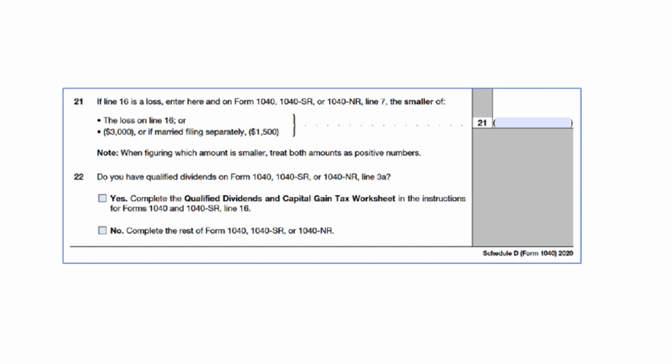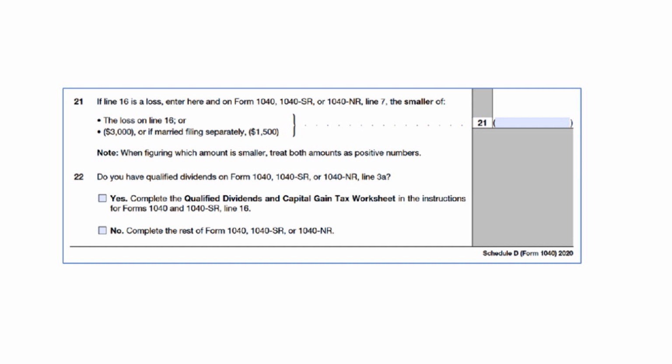Line 21, if line 16 is a loss, then you enter it here and on Form 1040, 1040-SR, or 1040-NR. This is basically the loss you're going to report to the IRS, and that's the loss that's going to reduce your tax liability for the year. The loss has to be the smaller of the loss on line 16, or $3,000, or if married filing separately, $1,500. That's the threshold, and anything above that is carried forward as a loss. It's a loss carryforward.